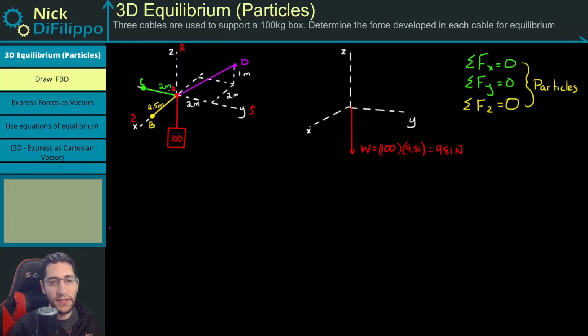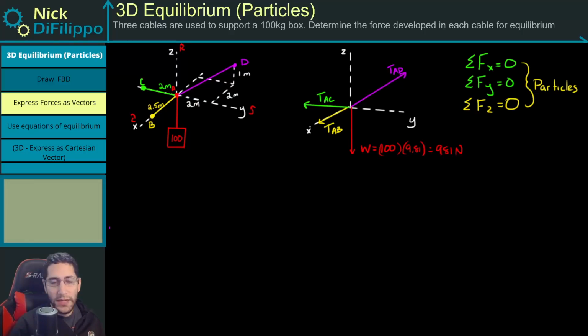Now let's look at each of these forces. I know they are cables, so they're all going to point away from A. So this AB points along X, and we'll call this TAB. This force AC points in the minus Y direction, so this is going to be a force TAC. And this AD is in 3D space, and it points away from A. And let's write all of this as Cartesian vectors.